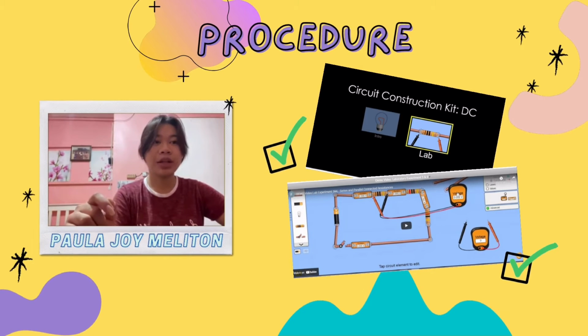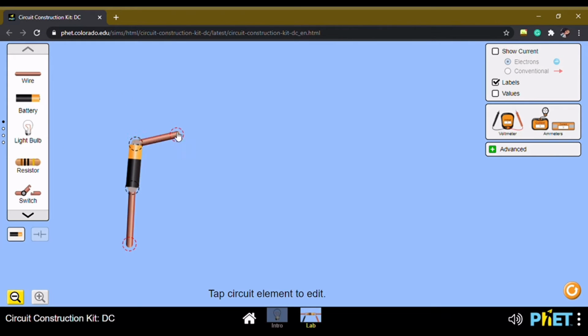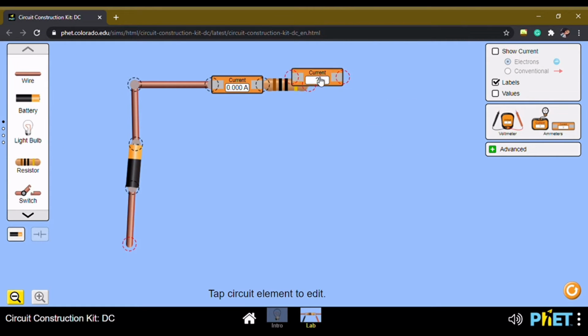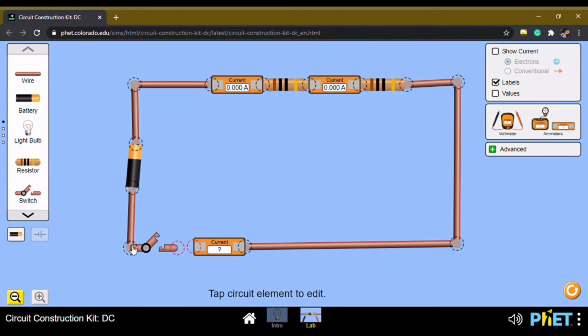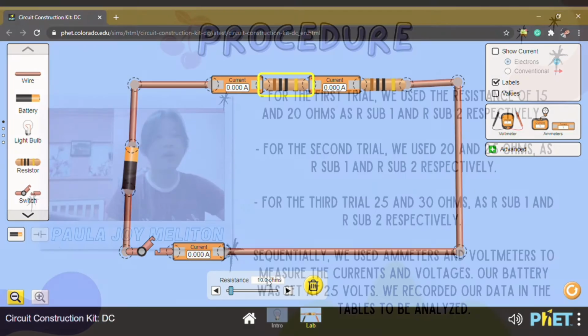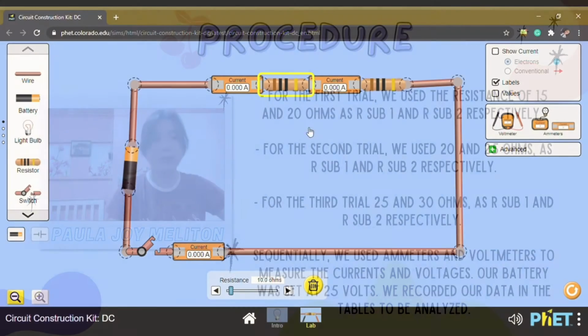We used the PhET simulator where we connected the battery, 2 resistors, 3 ammeters, wires, a switch, and created a circuit in which the resistors are connected in series. For the first trial, we used the resistance of 15 and 20 ohms as R sub 1 and R sub 2, respectively.